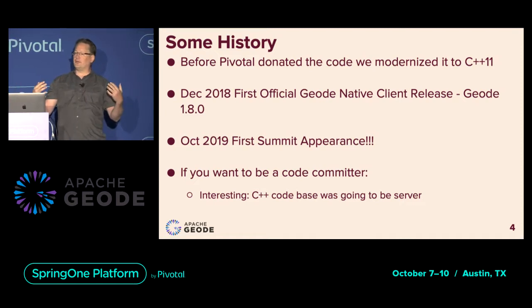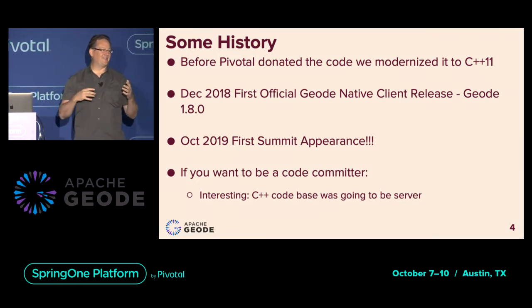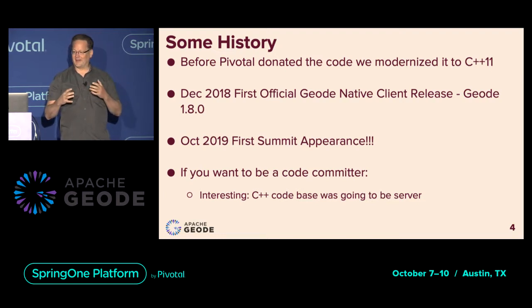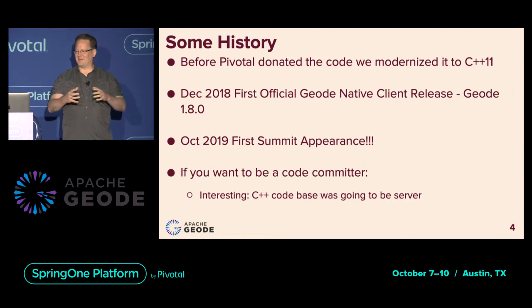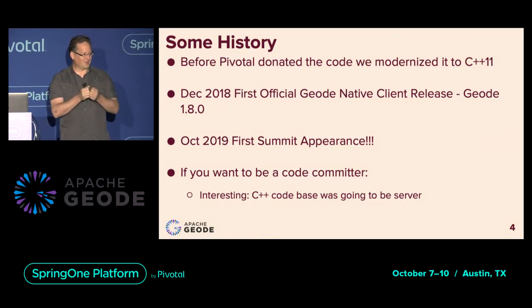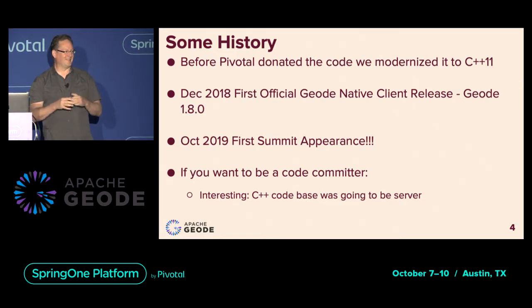If you want to be a code committer and you're looking through the C++ code, just realize that the client was at one point intended to be a server, right? We were thinking about making the Geode server be C++. We didn't go down that route. But if you're looking through the code, you might see some concepts and you're like, what is this? It's kind of like what Dan was talking about. That's in there. Just ignore it.